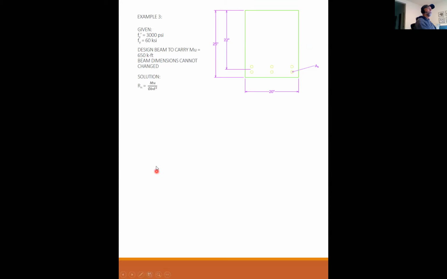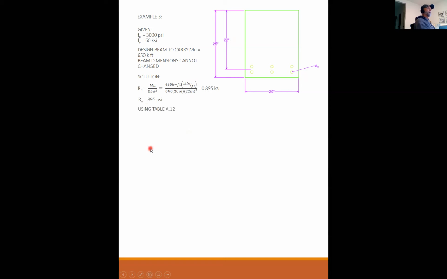Solution. So we start off as we do. R sub n is equal to Mu over phi b d squared, which is 650 kip feet times 12 inches per foot over 0.9, 20 wide by 22 deep. Gives us 895 ksi, or 895 psi, I mean.